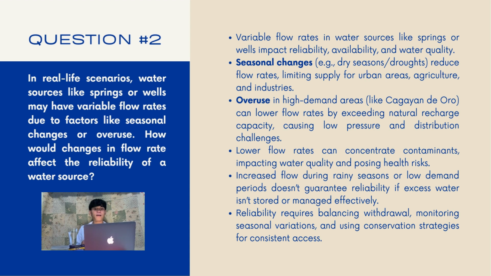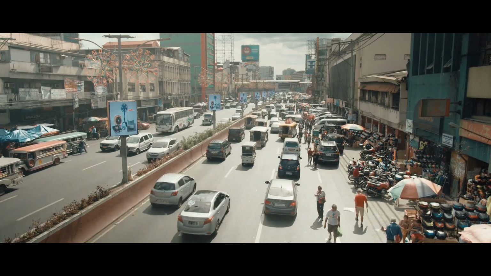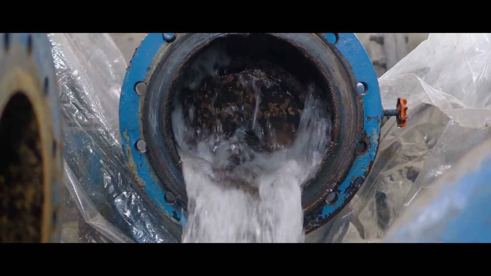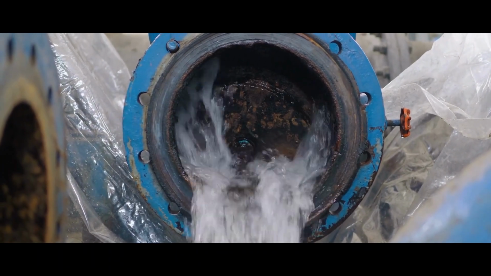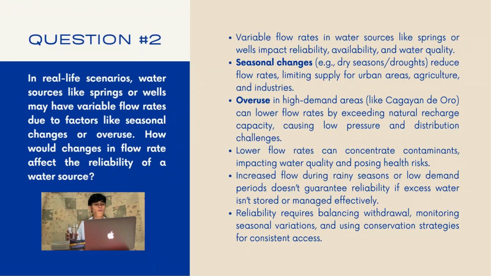So when it comes to overuse, often seen in growing population areas, here in Cagayan de Oro or other cities which rely on a high water demand, this can also decrease the flow rates as the source is tapped beyond its natural recharge capacity. So lower flow rates may lead to issues like insufficient pressure, causing difficulty in accessing water and possibly affecting the water distribution systems. Additionally, reduced flow can concentrate contaminants, decreasing the water quality and posing health risks.